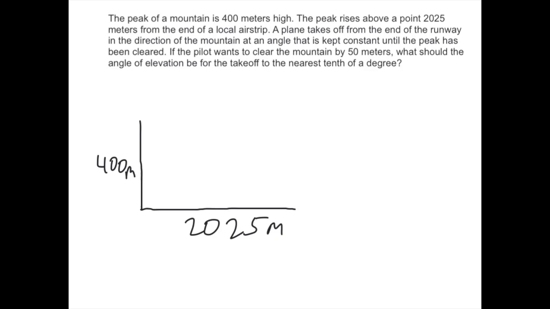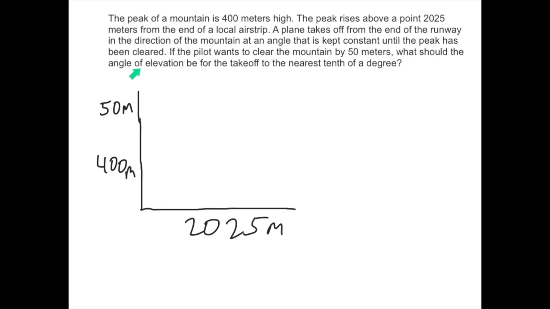If the pilot wants to clear the mountain by 50 meters, so before we do anything else, it wants to clear the mountain by 50 meters. So, if this is 400 meters, we want to go up another 50 meters, which would make a total of 450 there. So, what should the angle of elevation be for the takeoff to the nearest tenth of a degree?